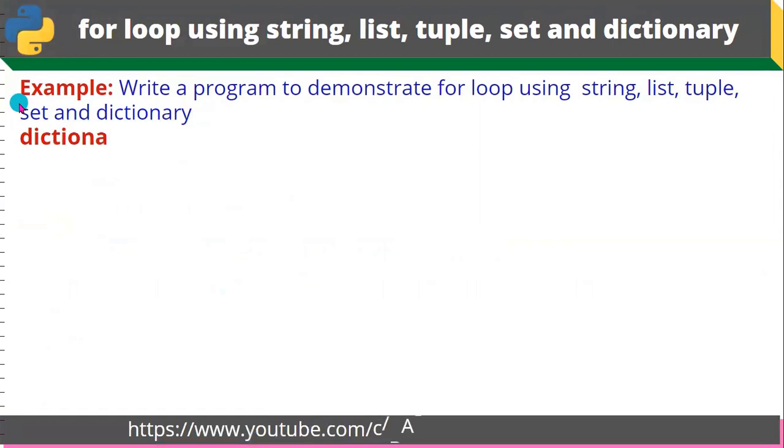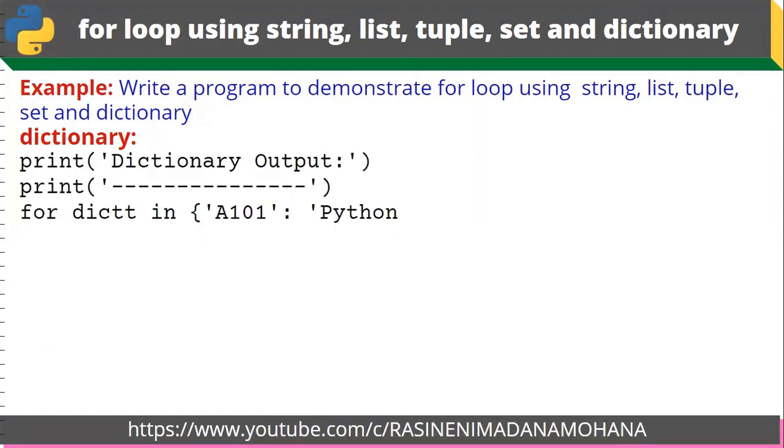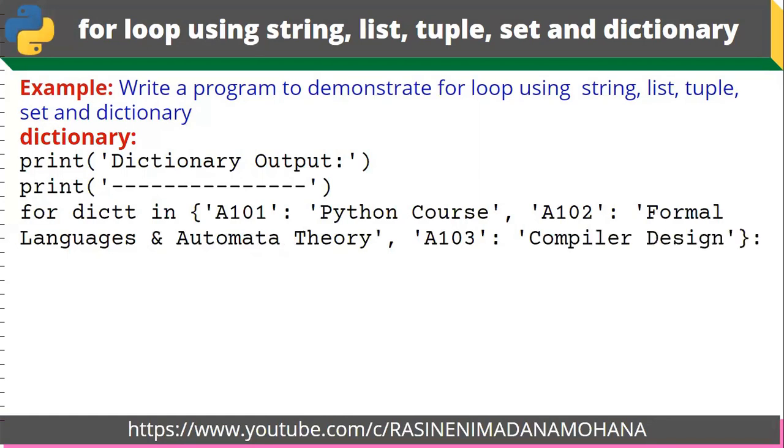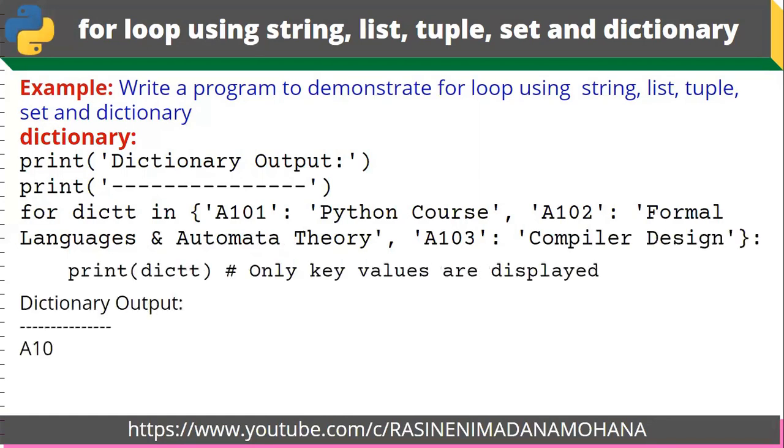Then coming to the last sequence, dictionary. What is the format of a dictionary here? The dictionary is represented same as set values, but here every value is defined as a pair. What does the pair contain? Key followed by value, separated with a colon. The dictionary values are denoted within curly brackets, but the values are denoted with key-value pairs. The key you first represent within single quotes, then a colon, then its value again within single quotes. So here A101 is the key. What is its value? Python course.